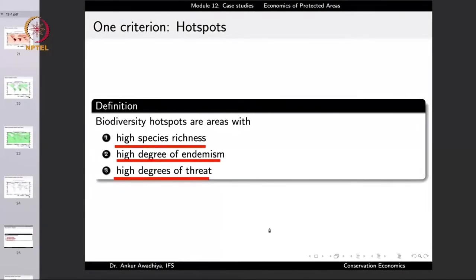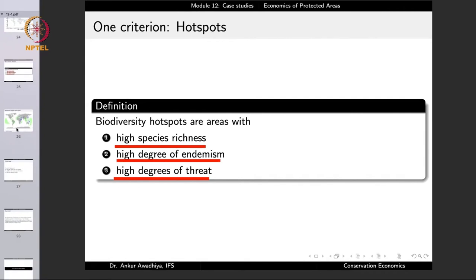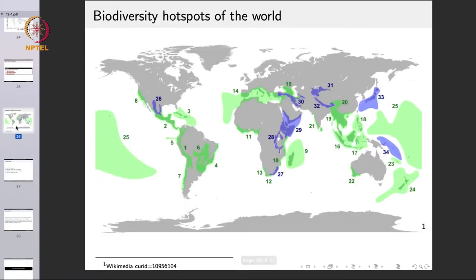So we look for these three criteria, and those areas which have all these three, high degree of richness, endemism and threat, we call them biodiversity hotspots. So these are the biodiversity hotspots in the world. And in our country, areas such as the Western Ghats are a biodiversity hotspot, because we have a very large number of species that live in these areas.